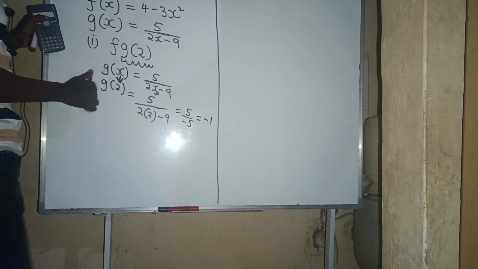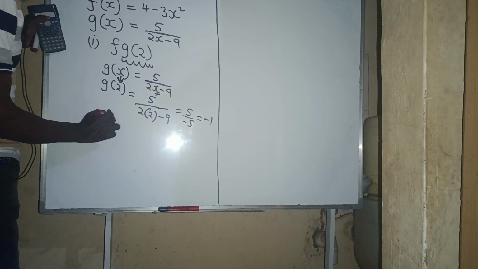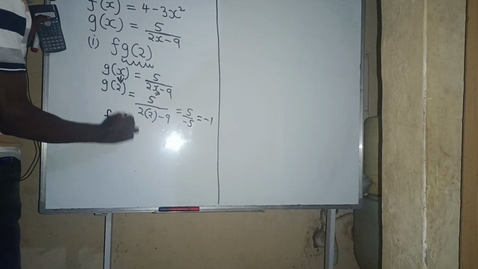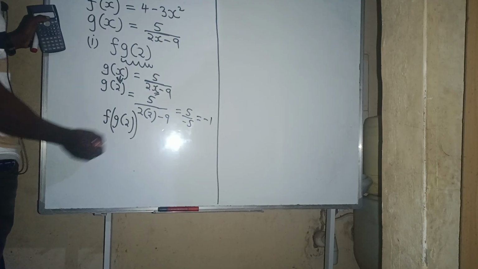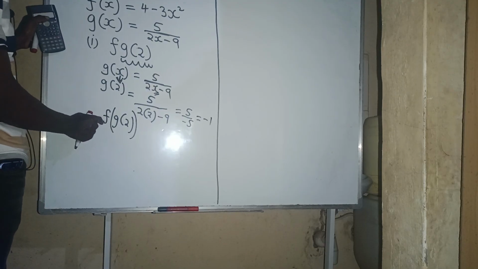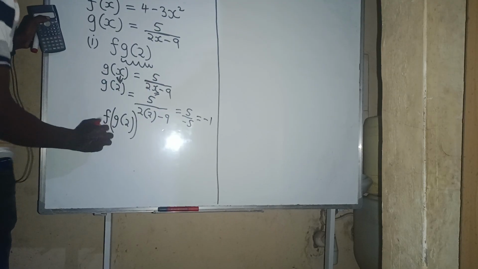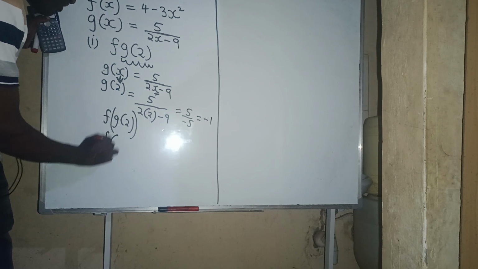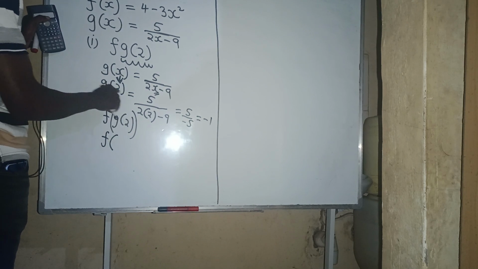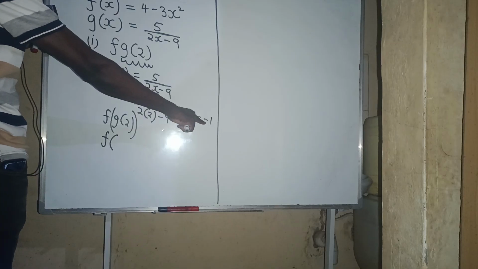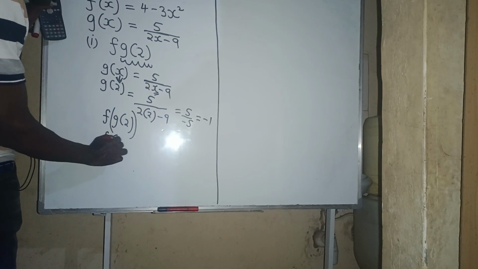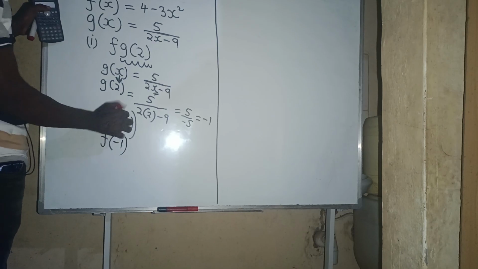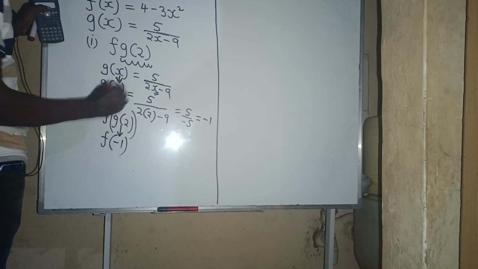So let's get back to the question. It has to read fg(2). That means we are supposed to say f, then g, then 2. But the good thing is this: we know very well f of g(2). What is our g(2) as our answer? Negative 1. So we're going to have negative 1 here as the answer of g(2).